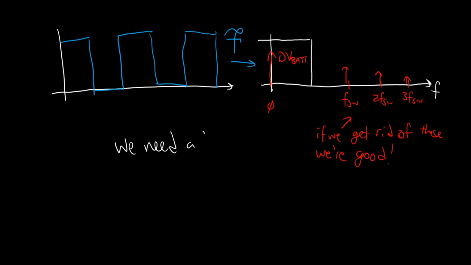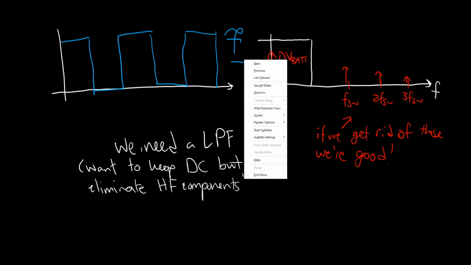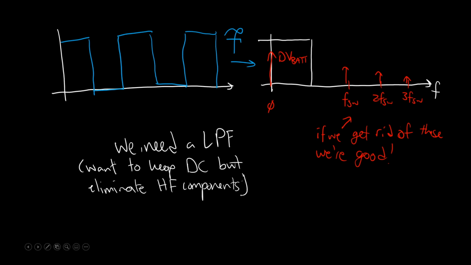So how do we get rid of this stuff? Well, just from this picture, what should come to mind is some kind of filter. We have some kind of brick wall filter, some kind of low pass filter. We need a low pass filter, because we want to keep our DC component but eliminate the high frequency components.